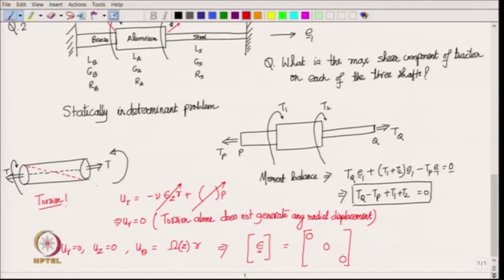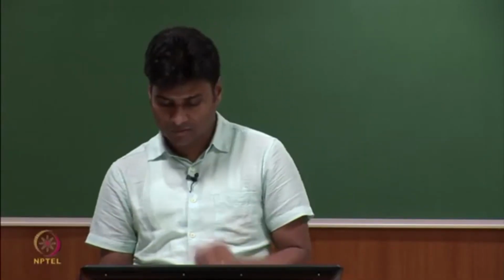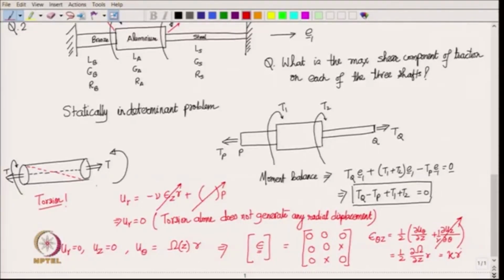epsilon z z is also 0, and we knew that epsilon r theta and epsilon r z also turn out to be 0, but only epsilon theta z is not equal to 0, and epsilon theta z was equal to half of del u theta over del z plus del u z over del theta into 1 by r, but there is no u z. So, this goes. So, finally, we have simply half of del u theta by del z. So, this is half of del omega by del z into r, and what is del omega by del z? It is the rate of change of angle, right. So, that is the twist. So, this is twist k into r, and this implies that gamma theta z is simply k into r.